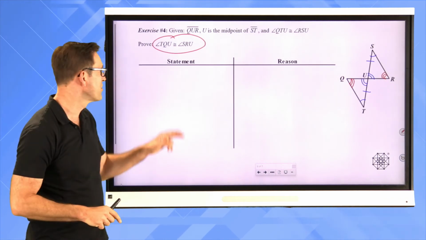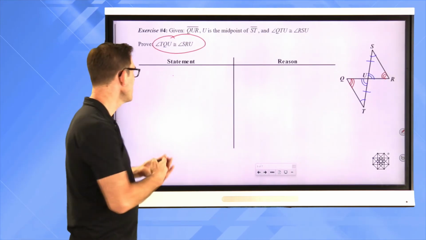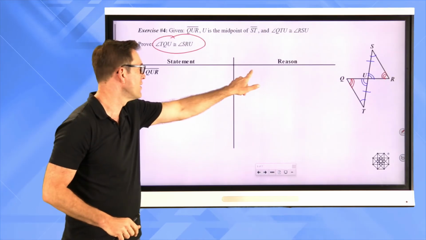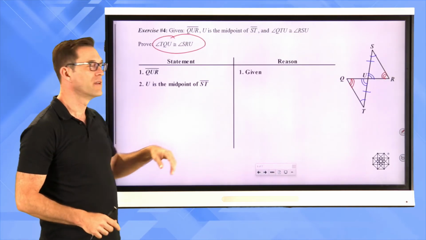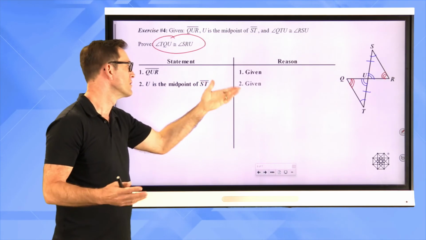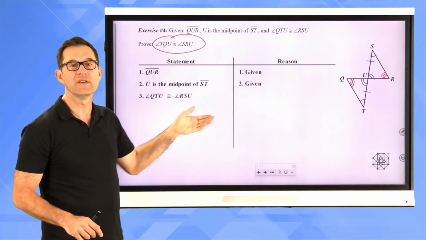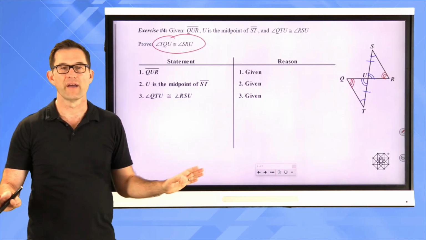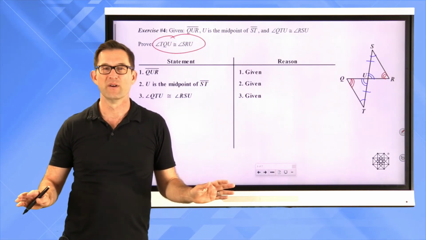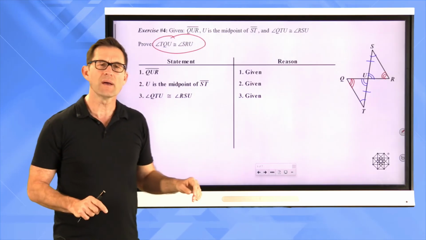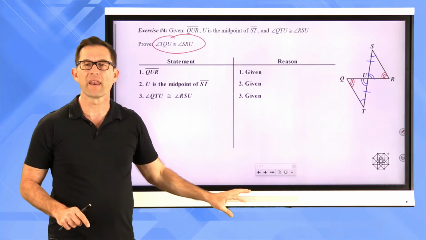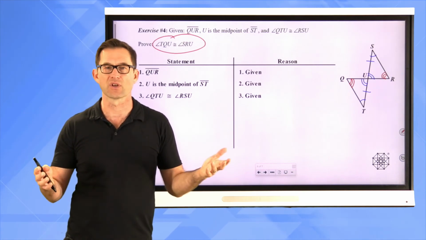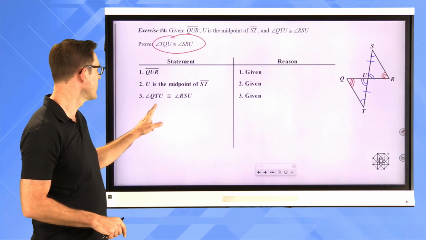All right, let's go through the proof. All right, QUR, easy enough. Given, right? U is the midpoint of ST, given. Angle QTU is congruent to angle RSU, given. Okay, we got our 3 givens out of the way. That's called a given dump, right? Sometimes, by the way, I won't put all the givens up front. I might have them somewhere later in the proof if they make more sense later in the proof, sort of logically. But we'll get to that case, maybe even in the next lesson.